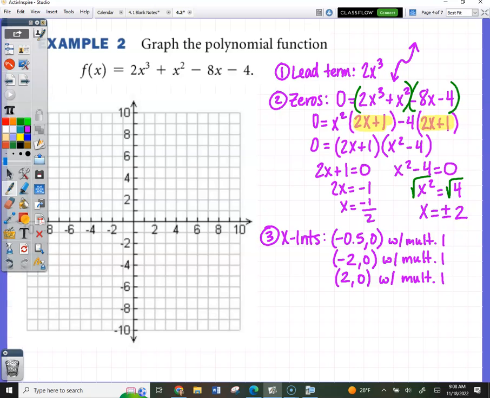Now find the y-intercept. How do you find that? Remember, plug x equals 0 in to find the y-intercept. Go back to the original and plug 0 in. What do you end up with? -4. You end up with -4. So this is 0, -4.